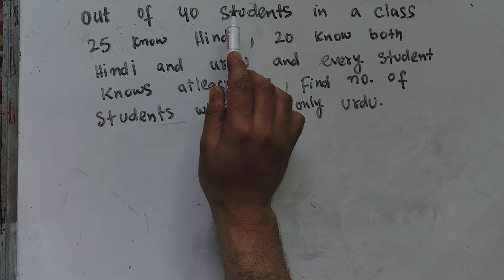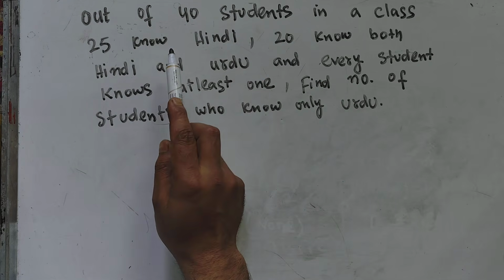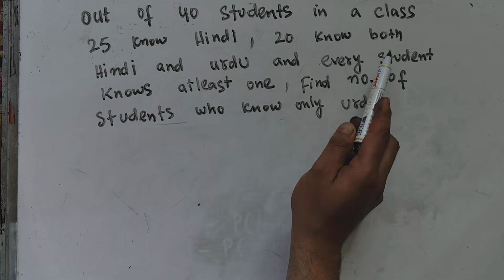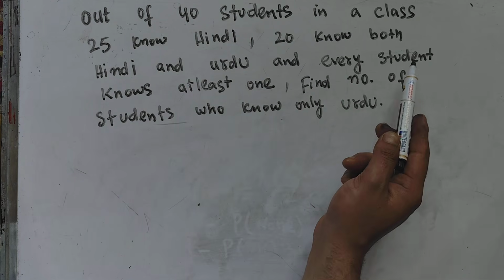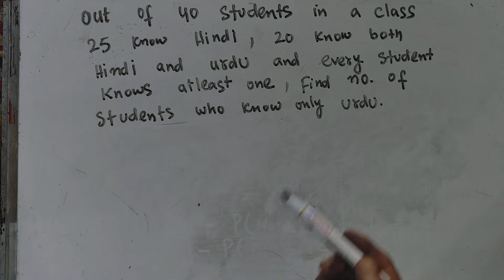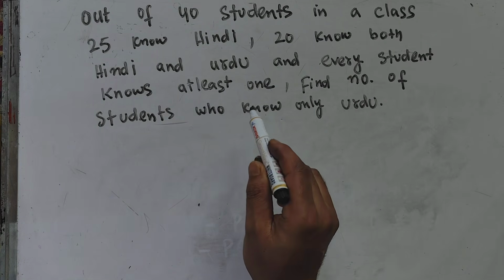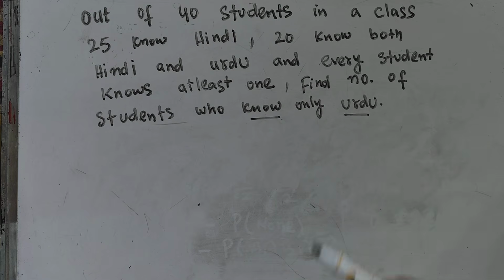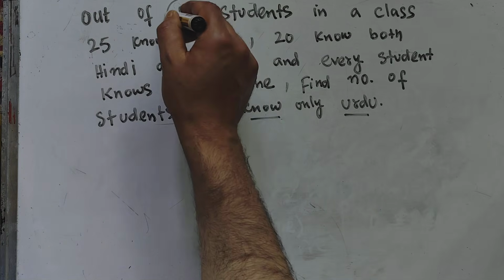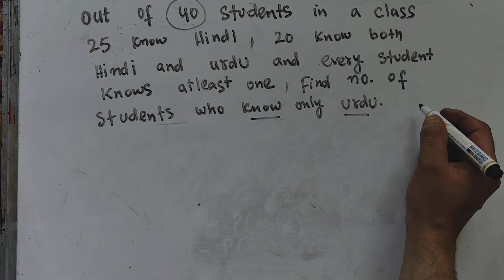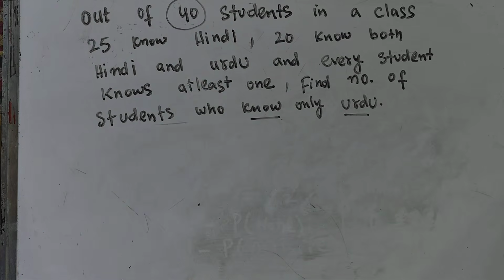Question is, out of 40 students in a class, 25 know Hindi, 20 know both Hindi and Urdu, and every student knows at least one. Find the number of students who know only Urdu. Okay, so the total number of students is 40, and 25 know Hindi.